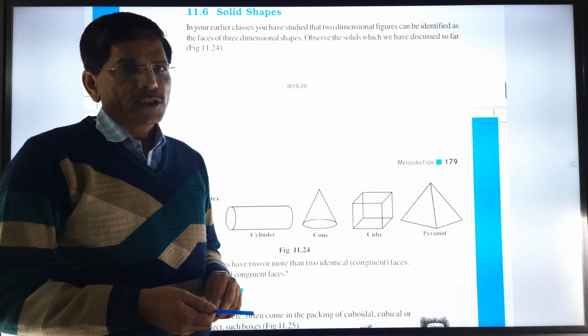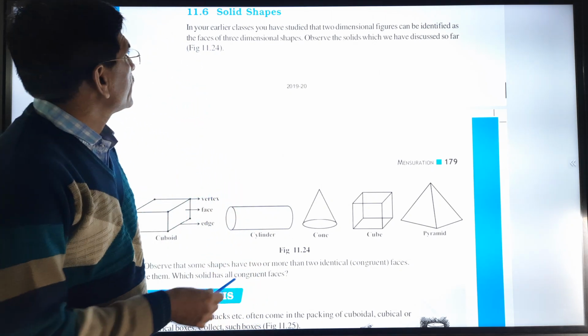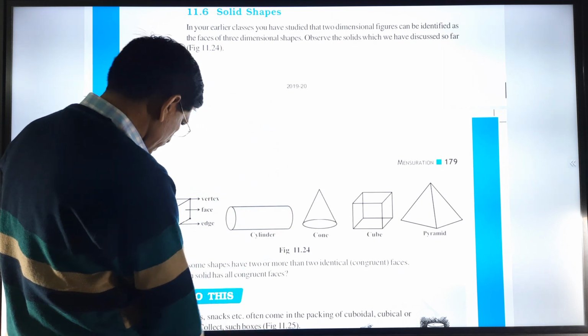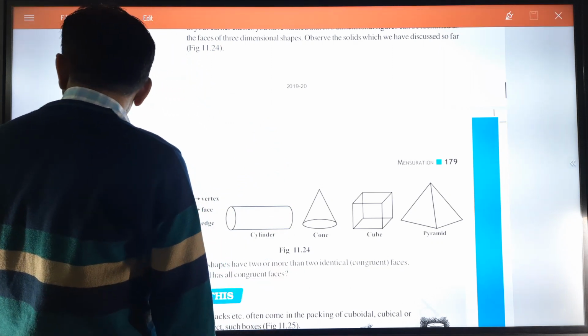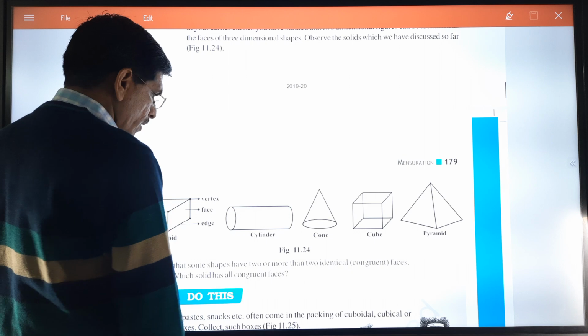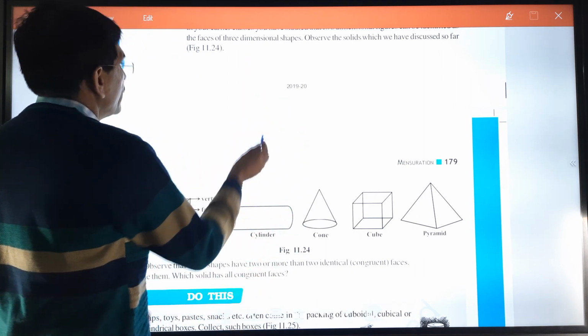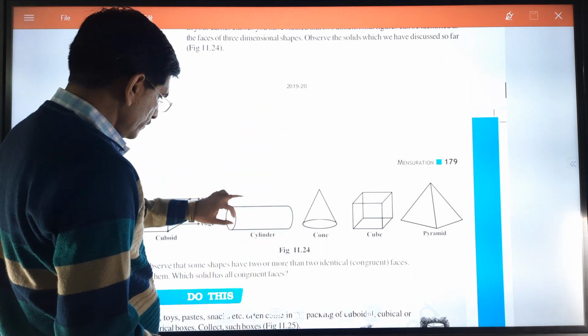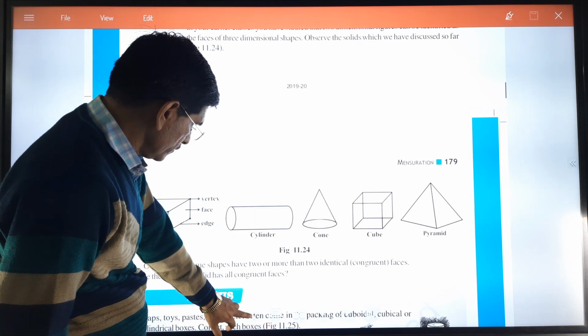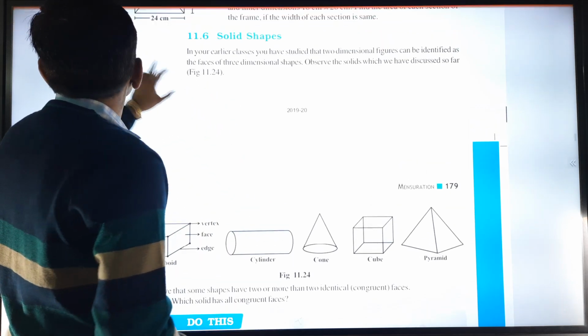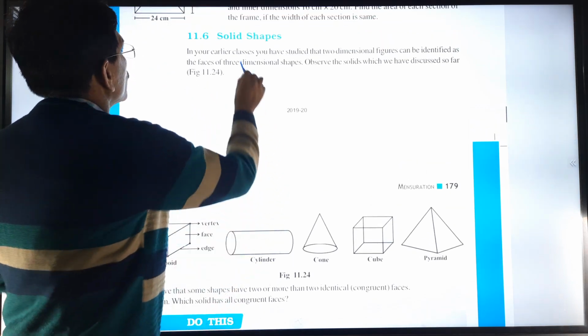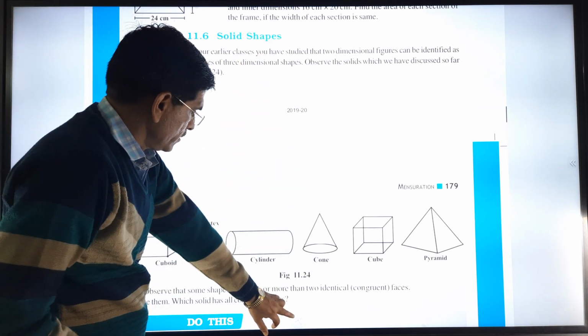Now the next topic we want to start is solid shape. So in solid shape, we go through the topic.